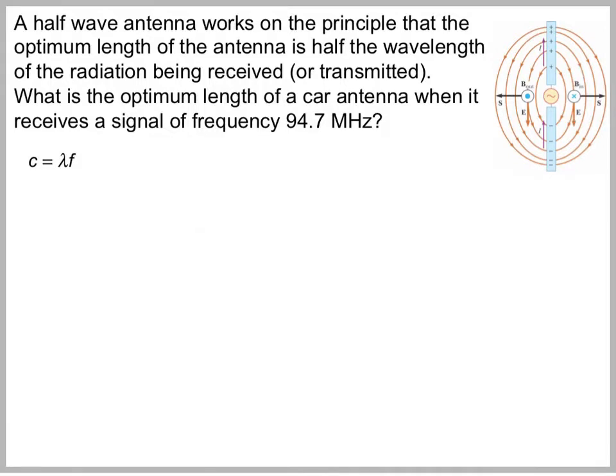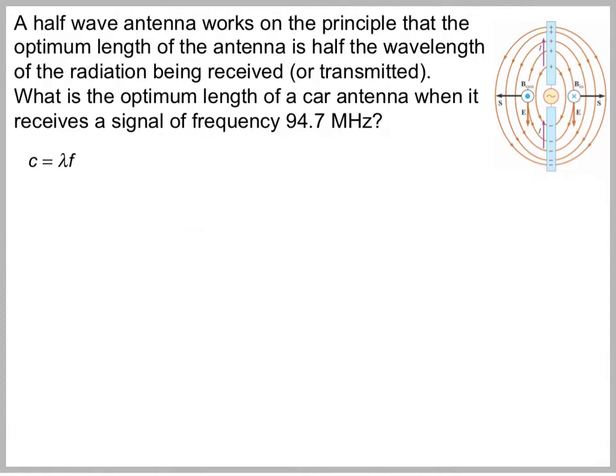So, first of all, a car antenna. If you look at your car antenna, you only see part of the antenna sticking out. It's usually on a piece of metal, and the metal forms a reflection, and we'll talk about that in optics later, so that it appears to be a second half of the antenna.